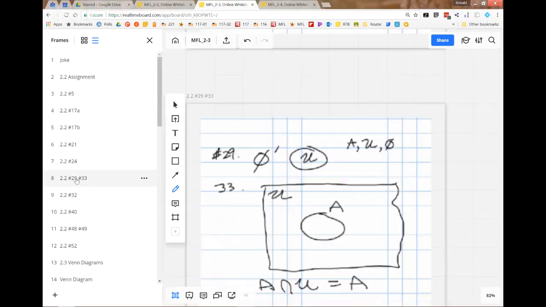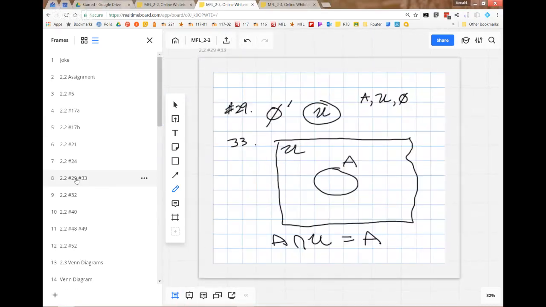As far as 29 is concerned, what's the opposite of the empty set? So if you take a set with nothing in it, what's the opposite of that? Everything. And so the answer is the universal set.